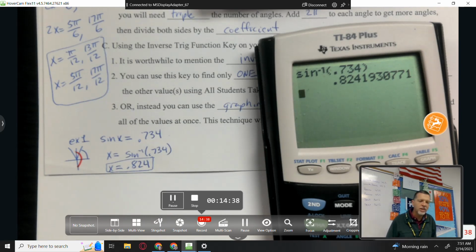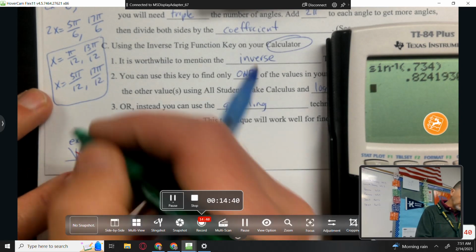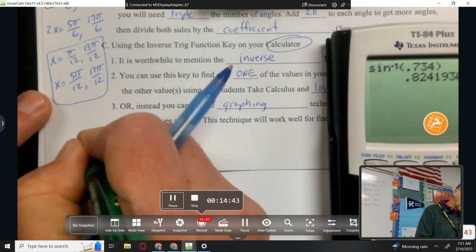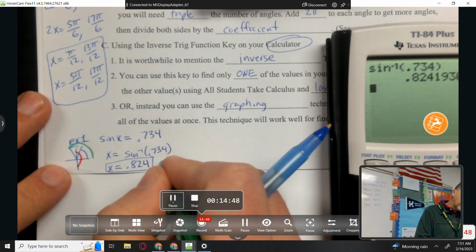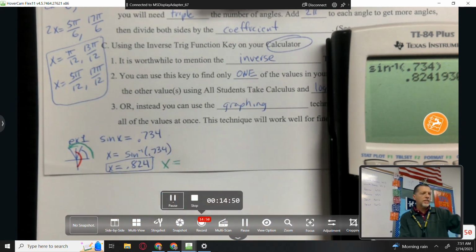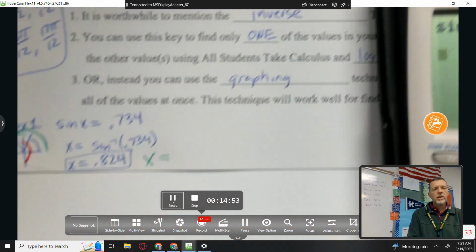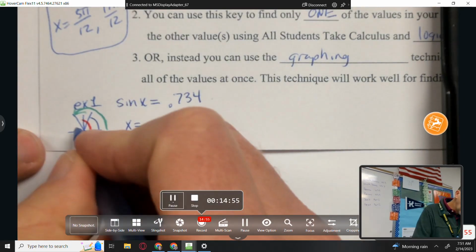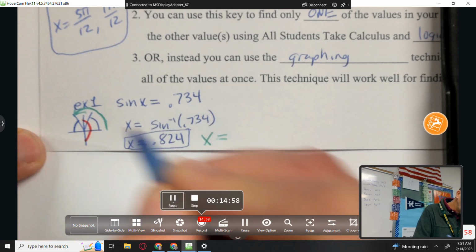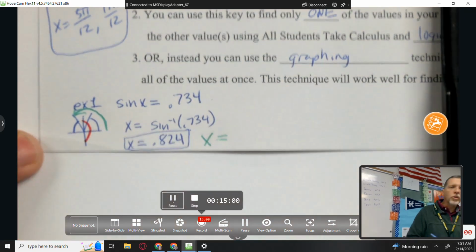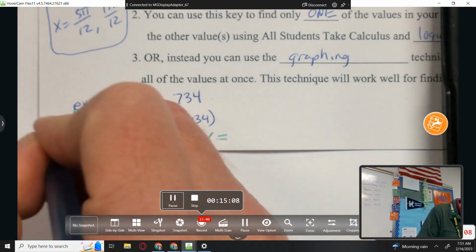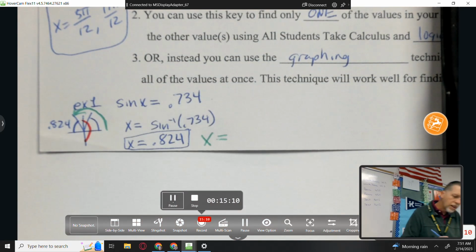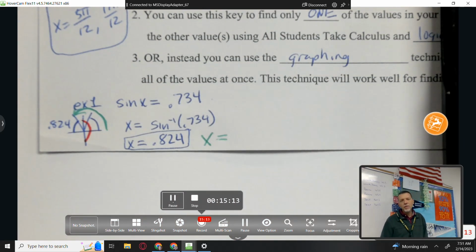And this is the tricky part, because there's formulas, but there's also just look at the picture and figure it out. So there's the angle that I don't have, that one in the second quadrant. But because of the symmetry, I know that this side over here is 0.824. So if this is 0.824, can you figure out how to come up with what the green one is?